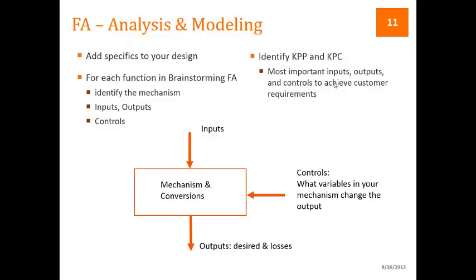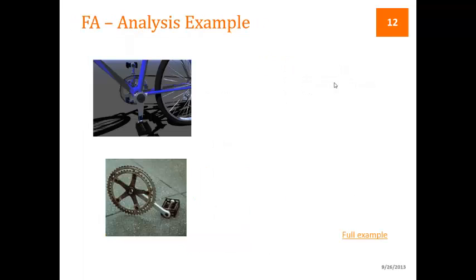Okay, so if we're looking at weight, then controls might determine that, right? So there may be some variable in our controls that would be linked to weight, and if weight was really, really important, then that might be a key variable. So here's an example from a bicycle.